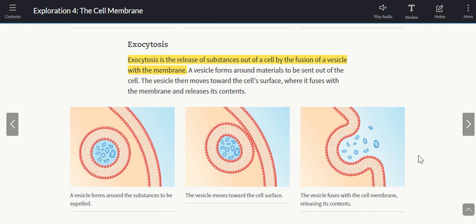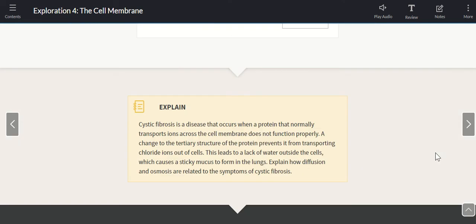Okay? When large substances need to be moved, we say that exocytosis is when those substances are released because they are exiting the cell. All right, so that's it for the cell membrane, and that's it for Unit 2, Lesson 2.